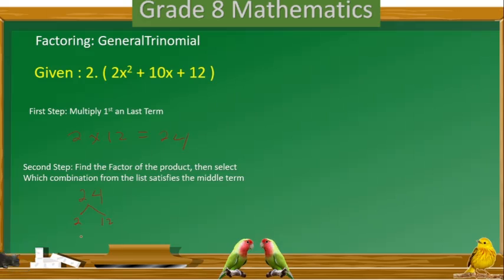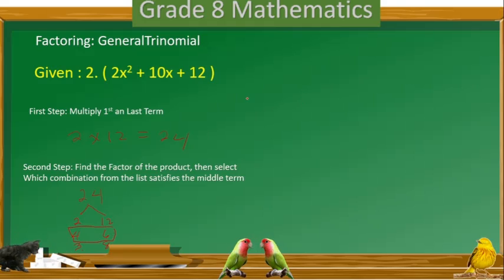It cannot be. Let's say 4 and 6. Okay, it can. And 3 and 8. So the closest is 4 and 6, because if you add these, 10 equals the middle term of the given. But this one is not, because when you add, it is 11. So we focus on here.